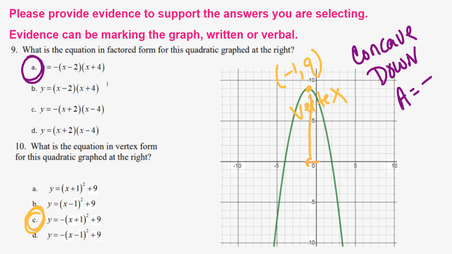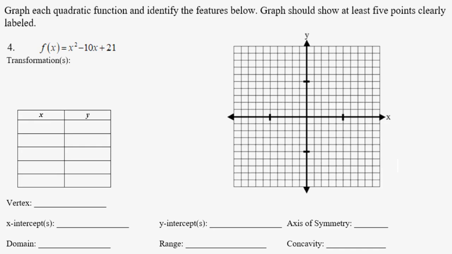So we're going to use those techniques to help us with our graphing. We look at number 4. This equation is written in standard form. So if it's in standard form, we want to try to put it into the factored form so we can start getting the graph going with those x-intercepts.